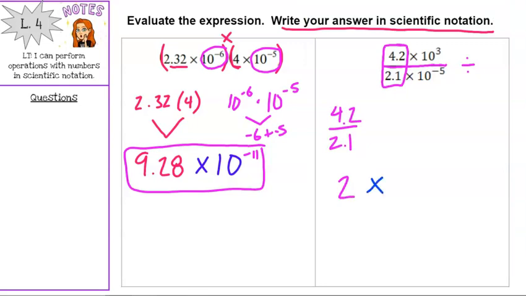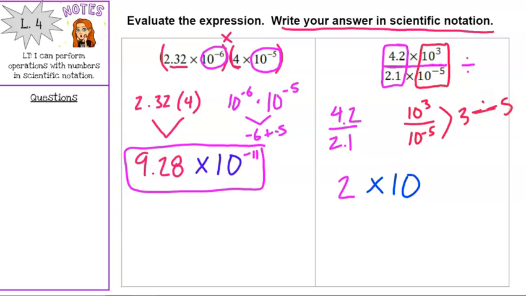Scientific notation tells me I'm going to have times 10 to some power. Now it's time to figure out what that power is going to be. So I'm going to use my powers of 10: 10 to the 3rd power divided by 10 to the negative 5th power. When we divide with powers, what can we do with our exponents? We can subtract them. 3 minus negative 5. Double negative becomes a positive. That's really 3 plus 5, which is 8. So I know this is going to be 10 to the 8th power. And that right there is my final answer: 2 times 10 to the 8th power.